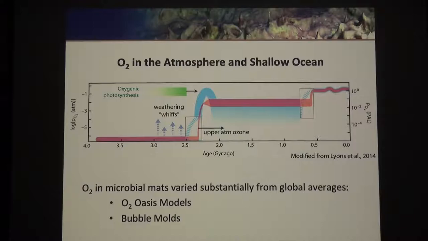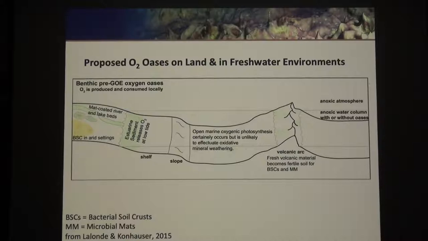So I'm going to show a model first from Lalonde and Kahnhauser, where they proposed that you had photosynthesis, particularly on land, in soil crusts and lakes and rivers, where you had oxygen production to create oxidative weathering on land. Whereas in the marine realm, which is where most people think the oxygen should be produced, it may have been diffuse enough that the oceans would have remained anoxic, and the atmosphere would have remained anoxic as well.